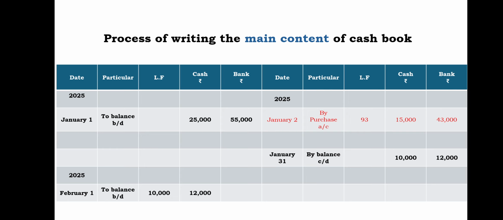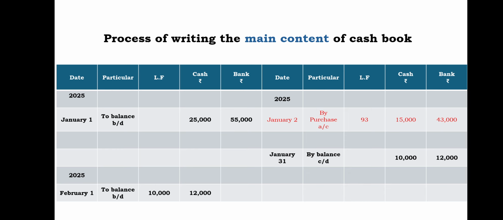When you end the month, you write down on the left side January 31, the last day of the month. In the starting, we have a cash balance of 25,000. We will subtract the cash we have actually paid in this month, that is 15,000. The remaining balance will be 10,000, which we will write on the right side. In the bank column, we had 55,000 at the start, but we paid 43,000 this month by purchase. So the only amount left with us is 12,000.